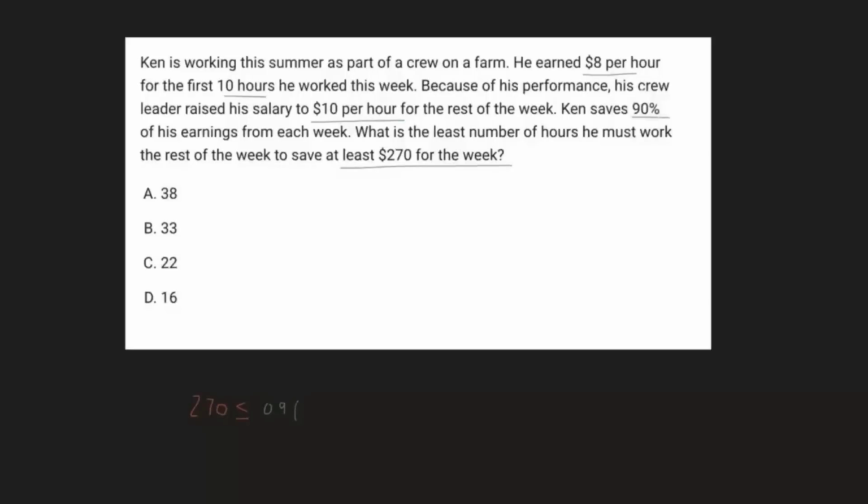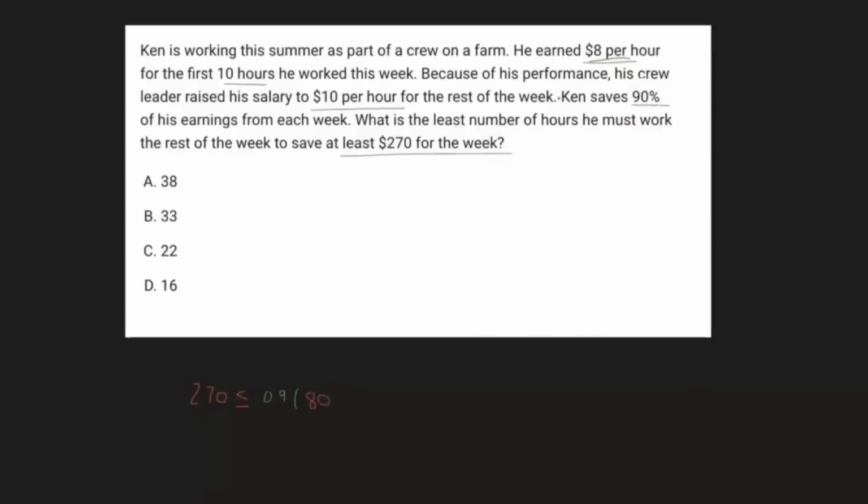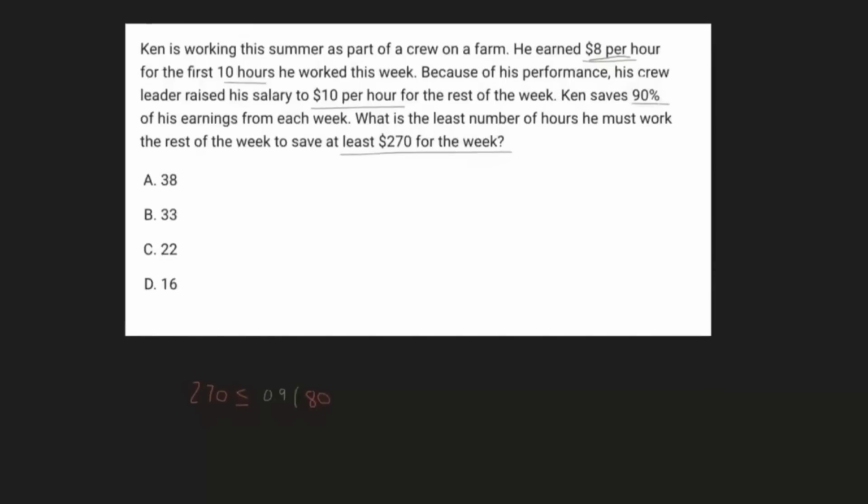So we can write a 0.9 on the outside and then a parentheses for all of our values on the inside, right? So the first thing we want to account for is his initial 10 hours that he worked. So he worked that initial 10 hours at a rate of $8 per hour, right? And therefore, since he worked 10 hours at $8 per hour, he made $80. So we just write a flat $80 right there. But then his performance increased, right? And therefore his salary also increased. It says his crew leader raised his salary to $10 per hour.